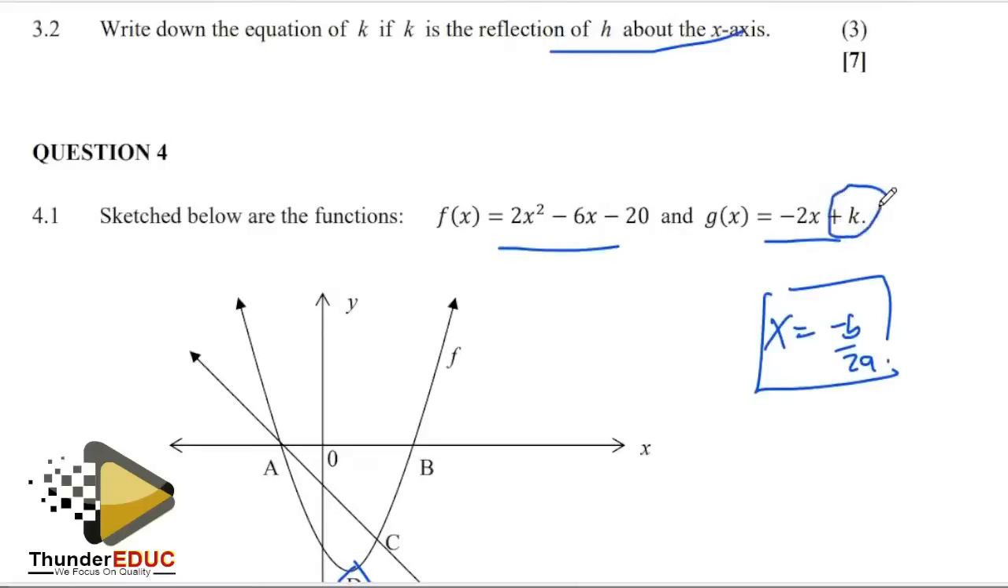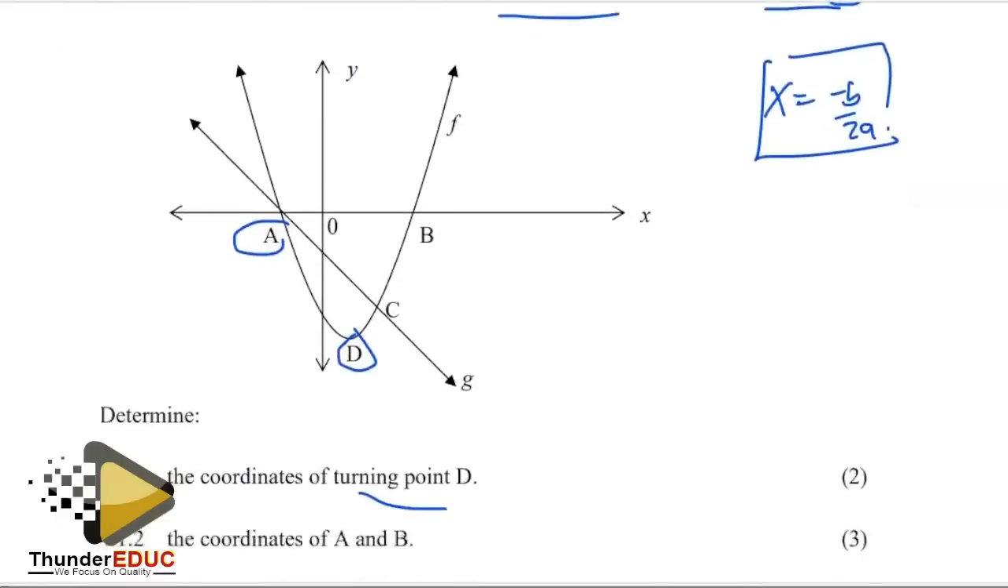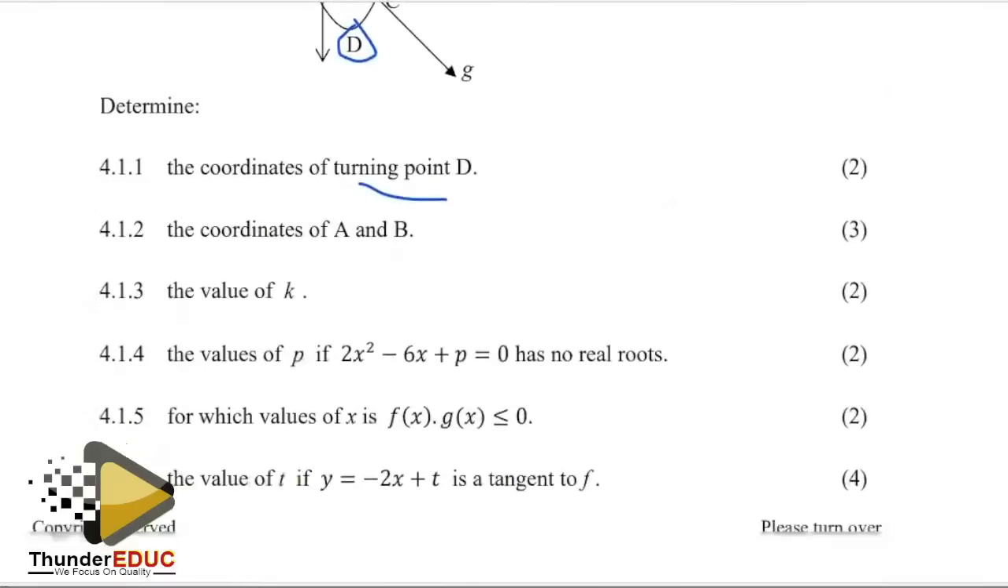So for you to get the y-intercept, you need the coordinates of A, at least a set of coordinates that is passing through the graph of g, which is A. And then that is going to give us the missing part. And so on. Now we can see this, 4.1.4. They're asking the values of p for which it has no real roots. Now this is nature of roots being questioned.